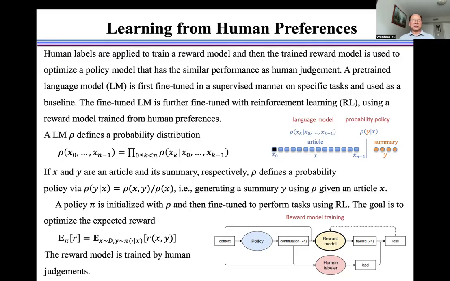A policy pi is initialized with rho and then fine-tuned to perform tasks using reinforcement learning. The goal is to optimize the expected reward as shown here. The reward model is trained by using human judgments as shown here. This reward model, this human labeler, we use these labels to train the reward model.